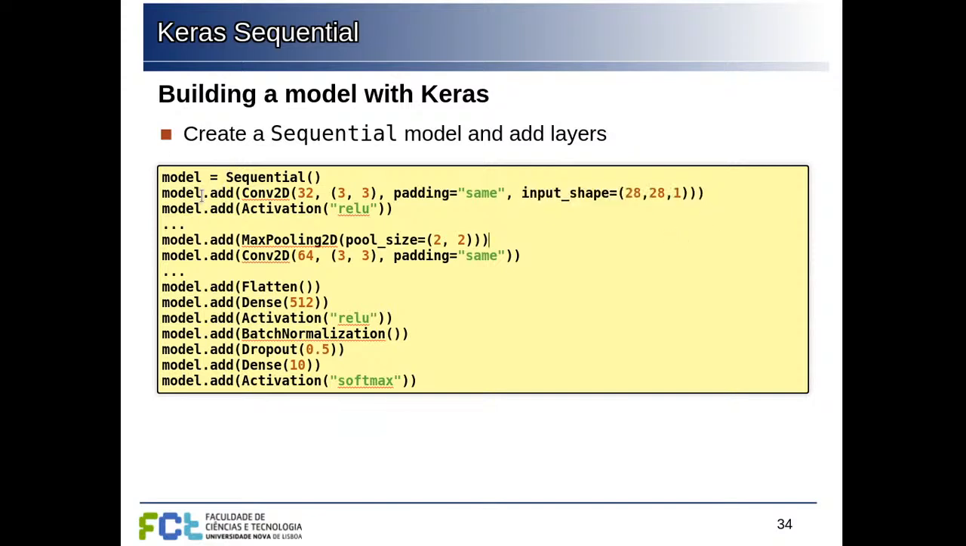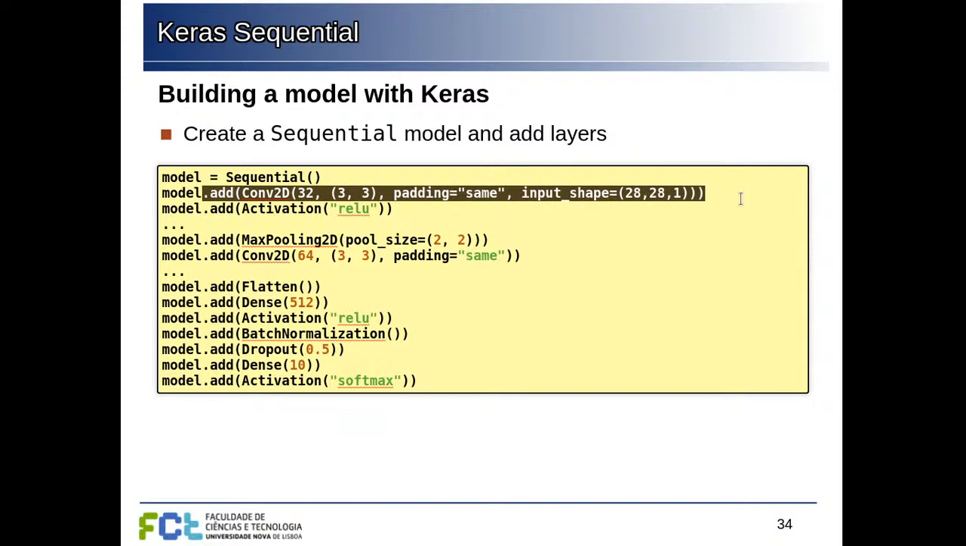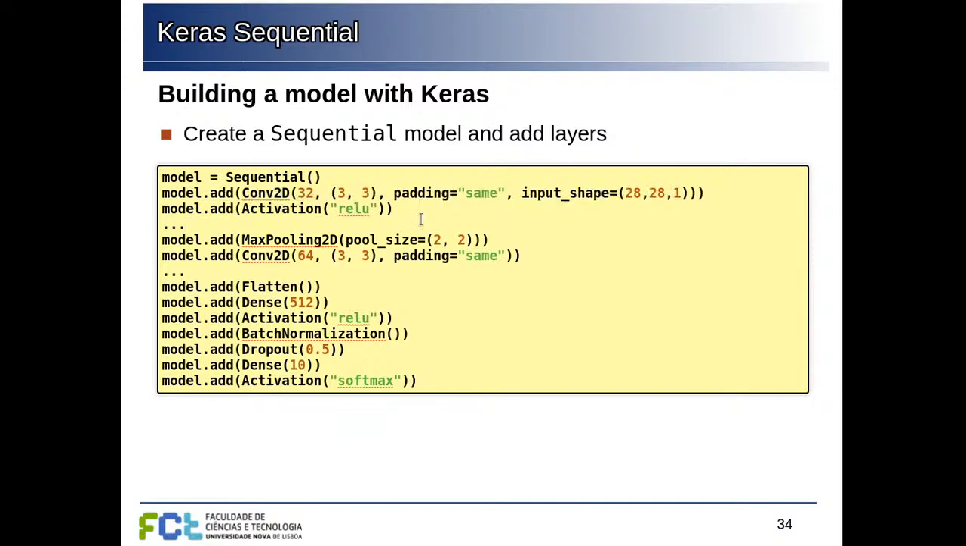And we only need to do that for the first layer, which is the one that will receive the input data. The other layers we can just add without specifying the shape because Keras automatically will compute the shapes as needed for matching the layers together. So now we can add an activation, rectified linear unit. We can add then more convolutional layers, max pooling, and so on.